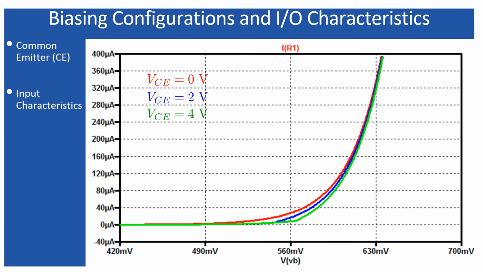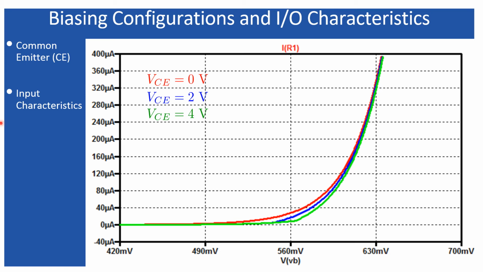This represents the input characteristics for the common emitter configuration, and that is why I have included the base to emitter voltage as x-axis. Although I have shown it over here as VB, which is the base voltage only, because the emitter terminal is connected with the ground, which is zero potential. Y-axis is marked by the microampere order, because the input current is the base current in this case.